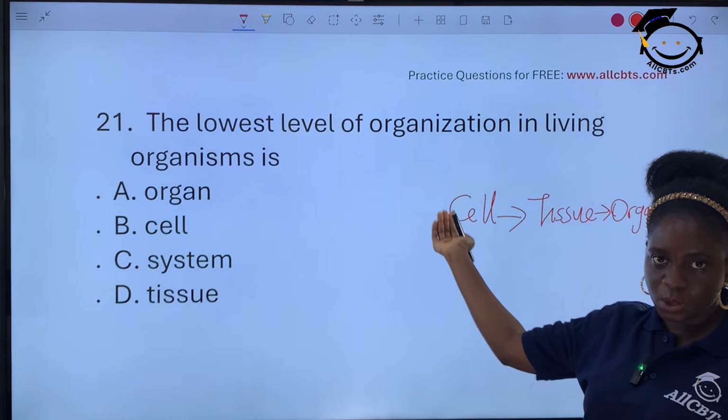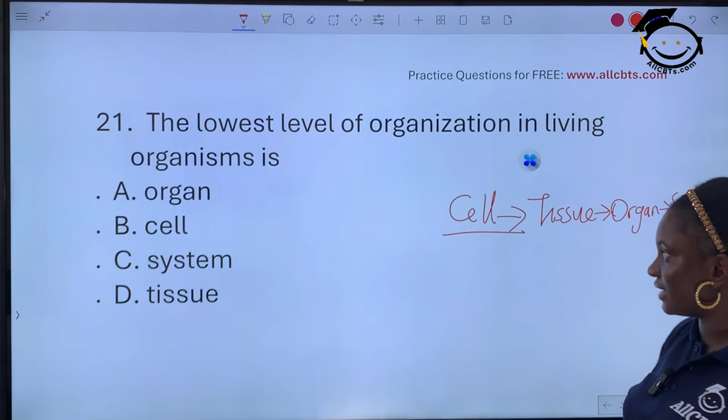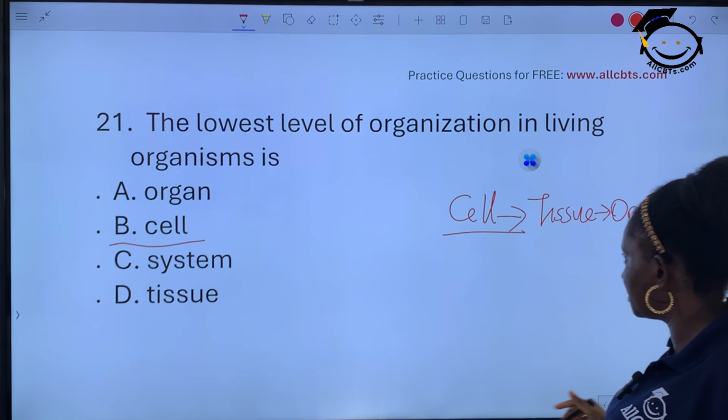So which one is the lowest here? Cell, the basic unit of life. So the correct answer is option B, cell.